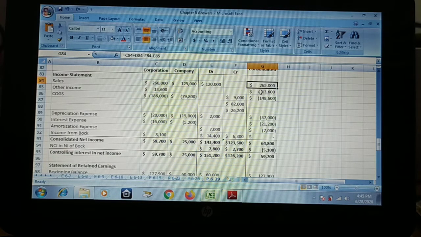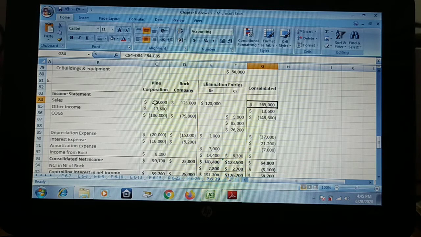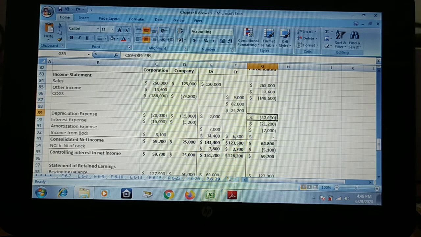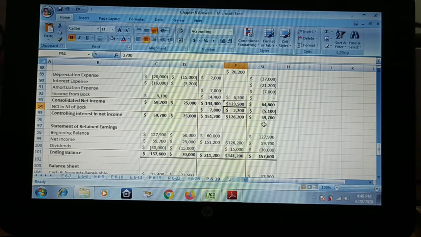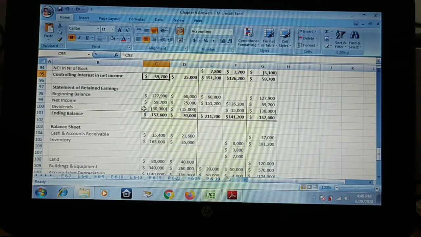Then for the consolidated, you need to be very careful again. So for the sales, remember to minus the debit side. For the COGS, you need to plus the credit side, because we need to decrease the amount. For the depreciation expense, because it is an expense, if you want to add the amount, you need to minus also. The amortization needs to be minus because it is an expense. Income must be 0. And then for NCI and NI of Block, it's minus debit plus credit, remember. Okay, so if the consolidated net income is on the consolidated column, then it already equals the parent, then you can go to the statement of retained earnings.